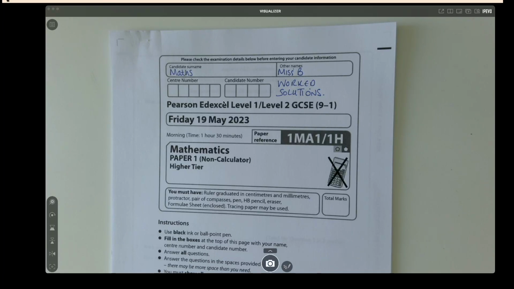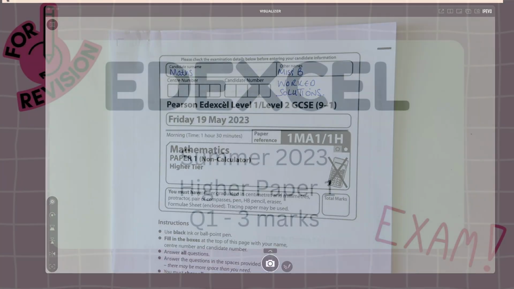Edexcel Paper 1s are non-calculator, so a calculator cannot be used. A little disclaimer: there may be more than one way to answer a question. The methods shown in this video are not the only way some mathematical skills can be applied. Okay, let's get started.